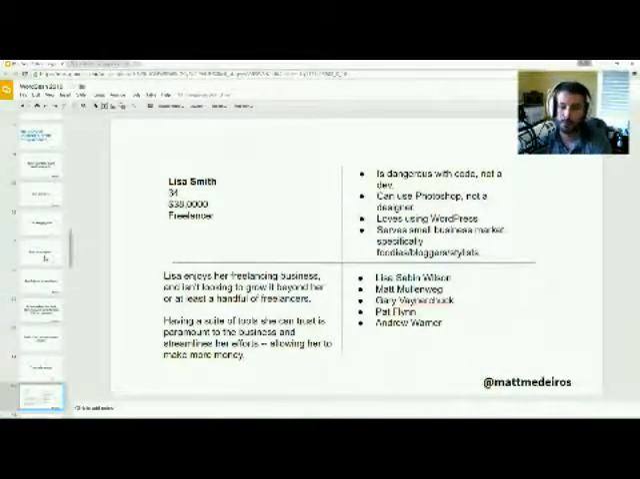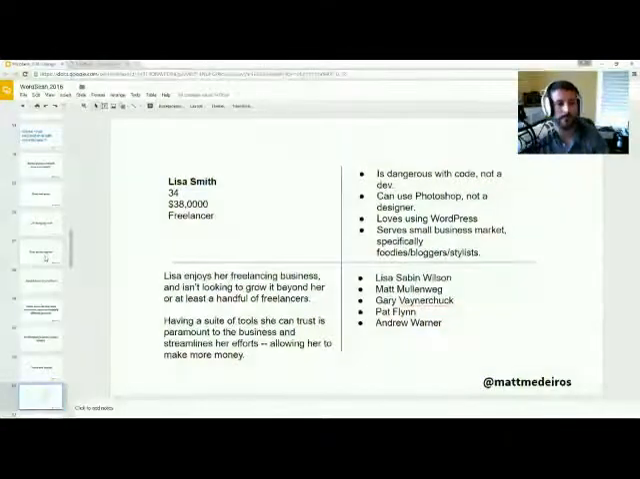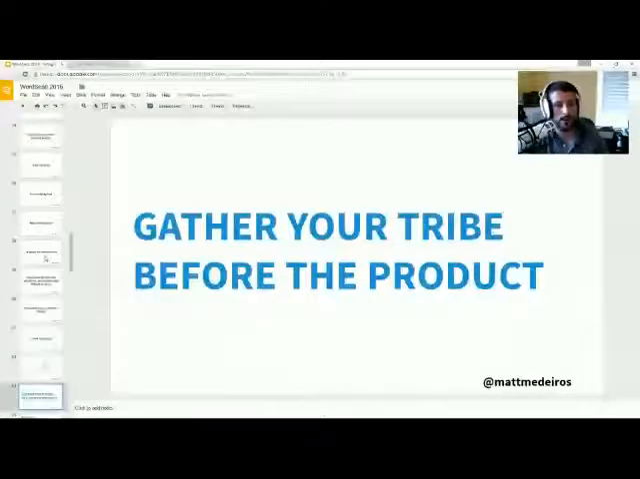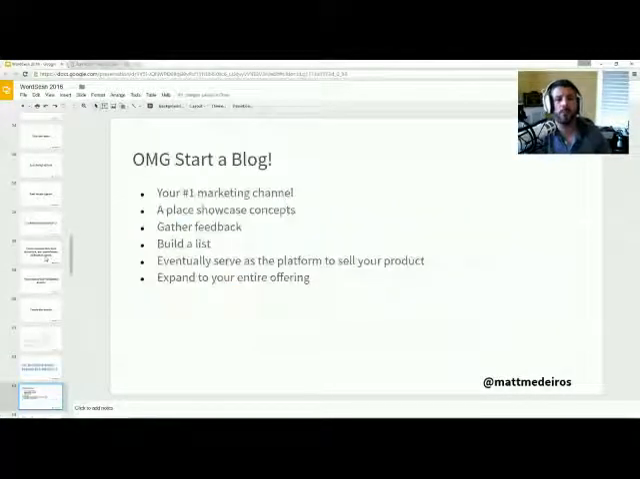And I sort of approach building my product with that stuff in mind, because it's going to help me craft all of the features and functions within our product. Hope that makes sense. Gather your tribe before the product.